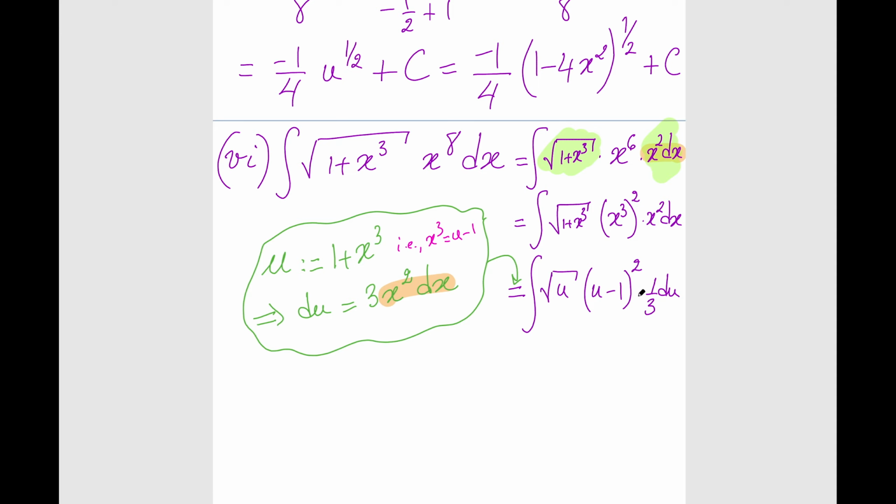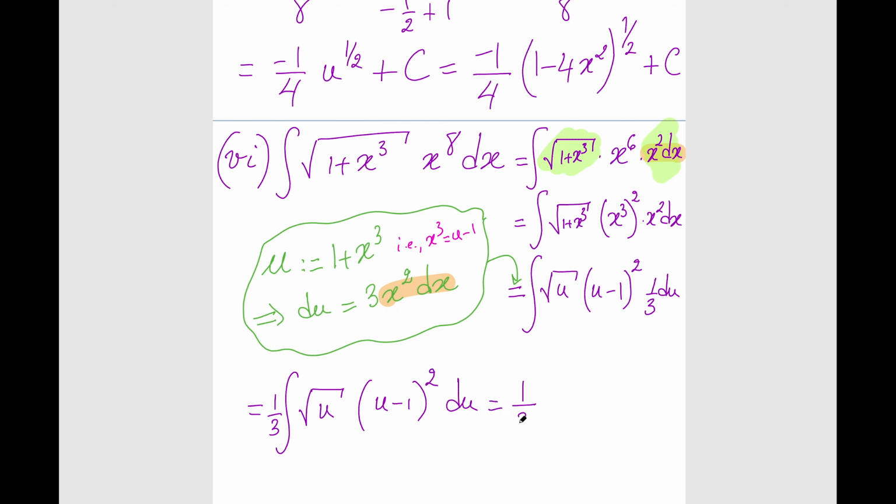So you see this integral now? Everything is in terms of u. And this is an easy integral because you can square that guy, and this is a polynomial times square root of u. You can handle it. Correct? So this is equal to the integral of square root of u times u minus 1 squared times 1/3, a multiplicative constant, du.